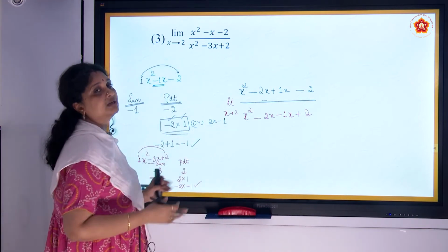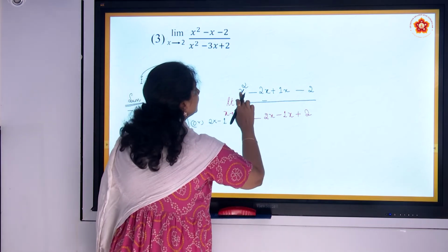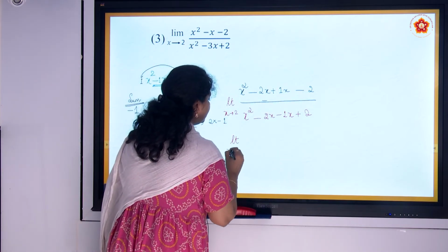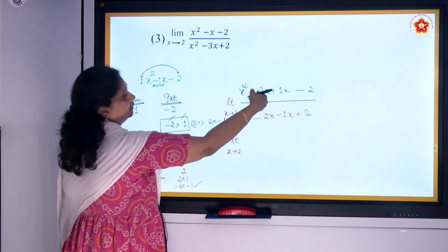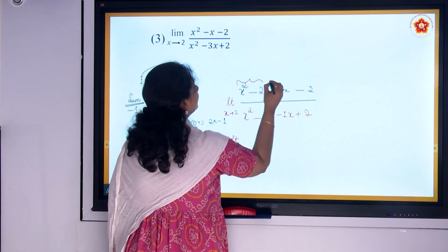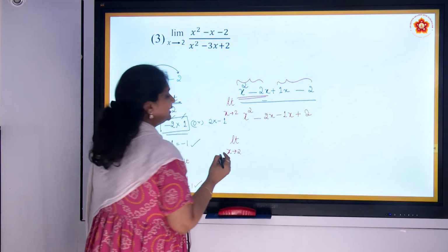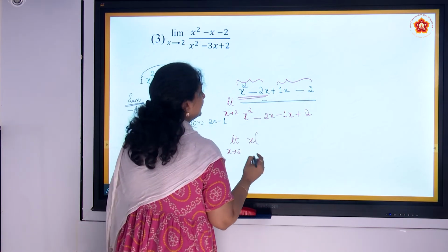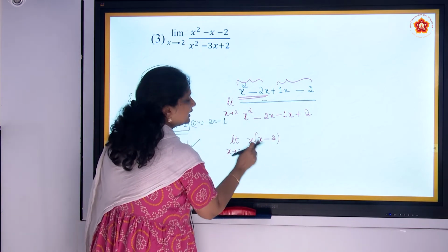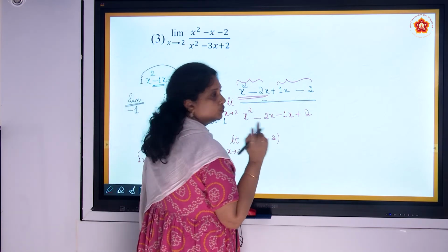I'm still not done. If you substitute at this stage also, you're going to get 0 by 0 only. If you want, you can try it out. Now I'm going to factorize this further. Now how do I factorize this? When I have an even number of terms, I can pair it up and try to factorize. So x square minus 2x has a common x between them. I'm going to remove it and put it outside. So I can write it as x minus 2. When I remove x, the remaining x goes inside. Minus from 2x, x has been removed, the remaining minus 2 goes inside.